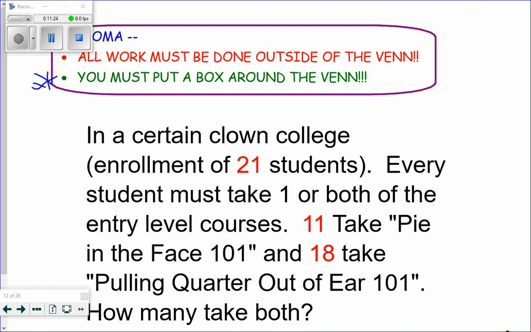So it says in a certain clown college, enrollment of 21 students. So there's your universal set. Okay. Every student must take one or both of the entry-level courses. 11 take Pie in the Face 101 and 18 take Pulling Quarter Out of Ear 101. How many take both?